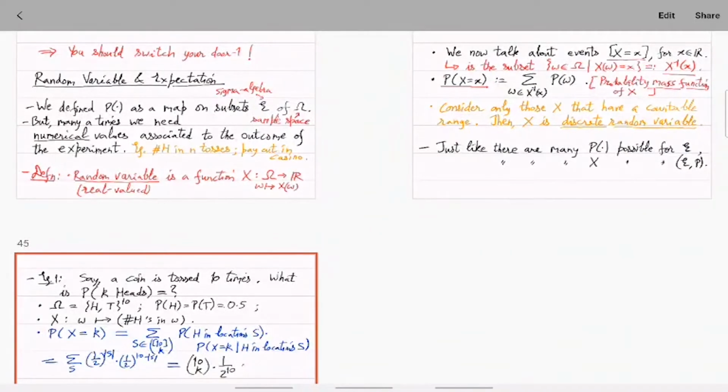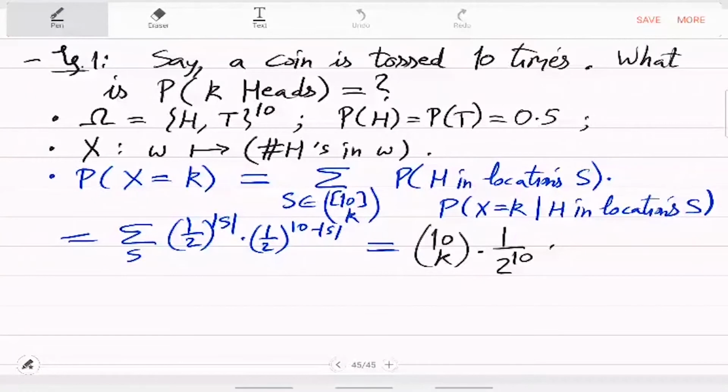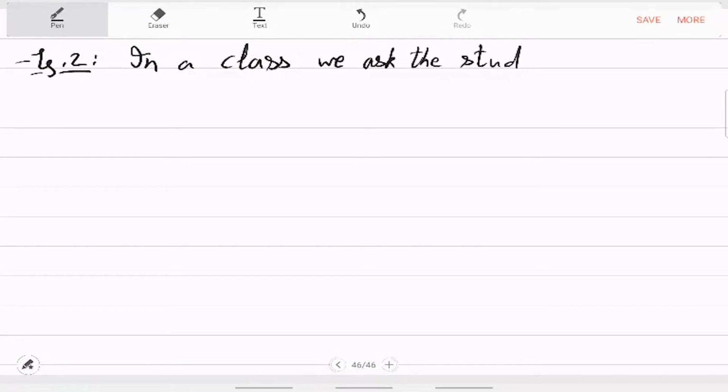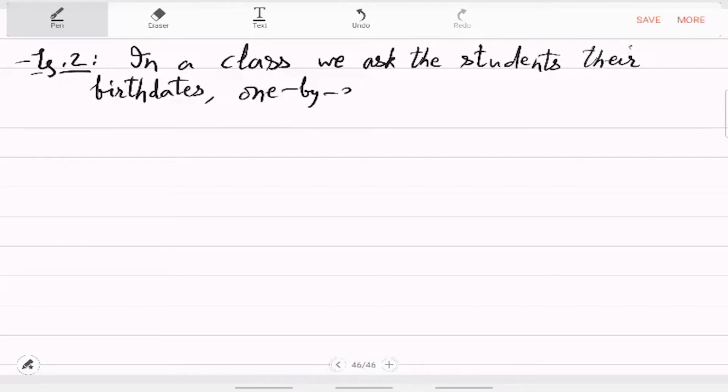And then we saw an example, and let us now see more examples. The second example is in a class. We ask the students their birthdays or their birth date, one by one. We do this questioning one student at a time. We don't repeat the students, and then we stop whenever there is a birth date repeated.